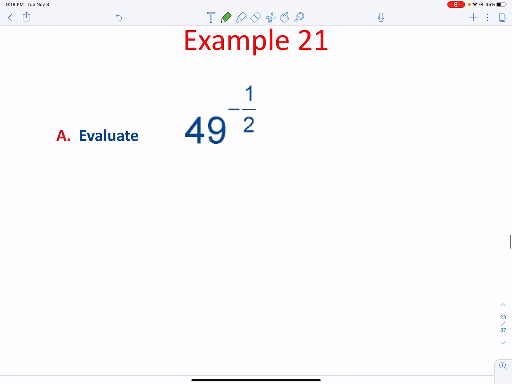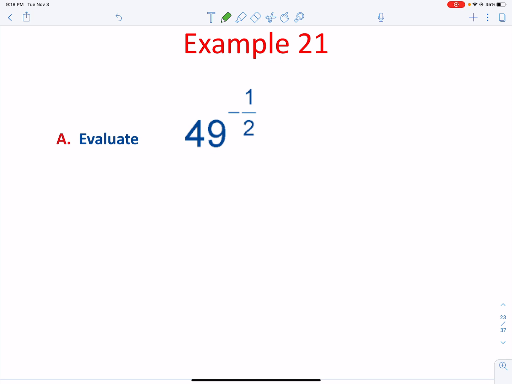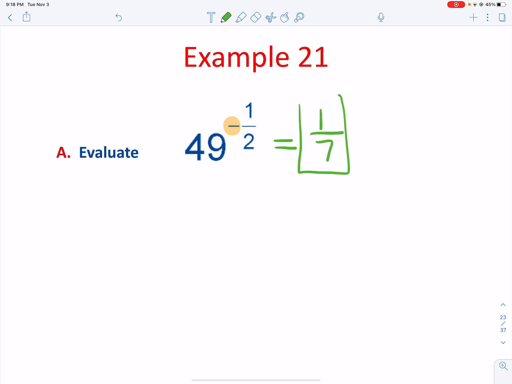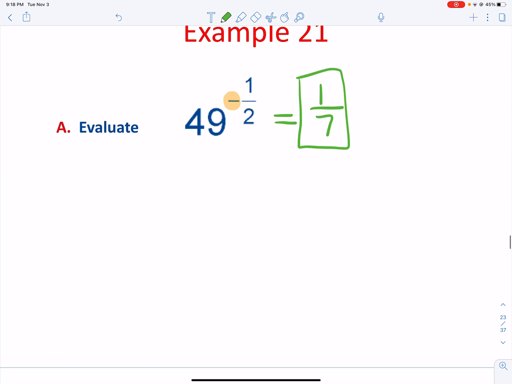Okay, so if I look at this example, this would be on the no calculator part of the test. And it wants me to do 49 to the negative 1/2, which means the negative sign, you guys learned in Algebra 1 in junior high, that would flip my answer. And to the 1/2 is telling me to do the square root of 49. So the square root of 49 would be 7, but since it's a negative, my answer would be 1/7. Yes, you can check this on your calculator. Type in 49 to the negative 1/2. It will say 1/7, but understand this would be a question on the no calculator part of the test.